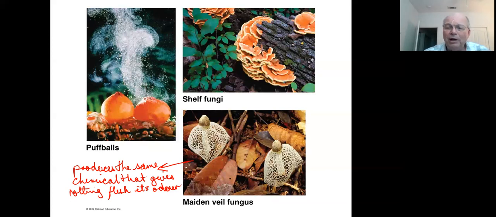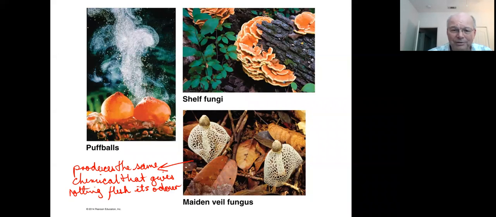Why? Because they want the flies to walk all over the fungus and pick up the fungal spores and transport those to a new location so that the spores can germinate to give rise to a new mycelium. So all the fungi are doing here, what these maiden veil fungi are doing, is tricking the flies into picking up the spores and acting as a spore distributing vector to get those spores to where the fungi want them, typically associated with rotting flesh.